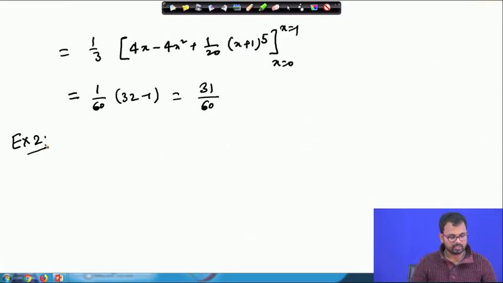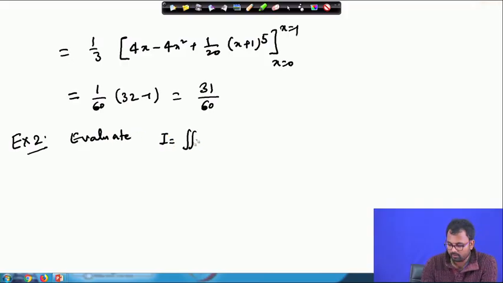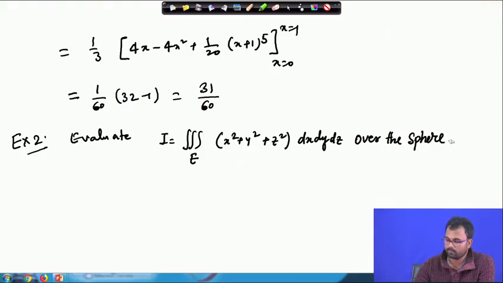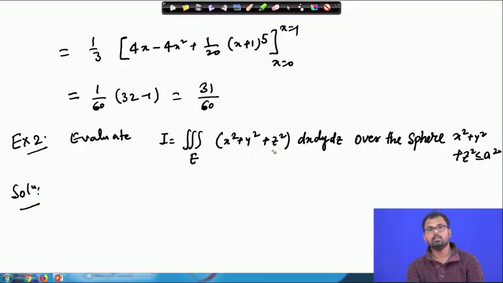All right. So, the second example is evaluate I equals the integral over the region E of x square plus y square plus z square dx dy dz over the sphere x square plus y square plus z square is less or equal to a square. So, we have to evaluate this integral here. That is the integrand basically.